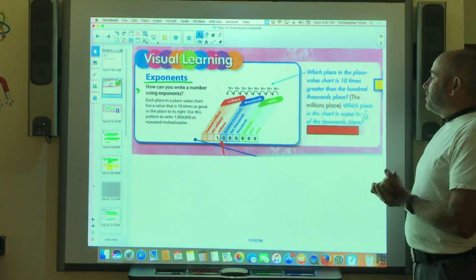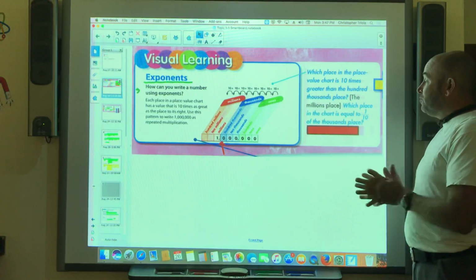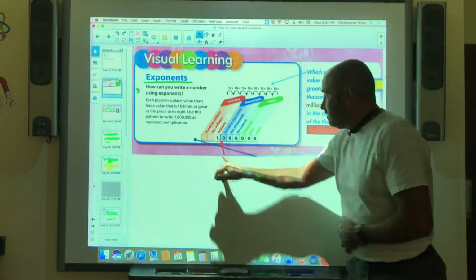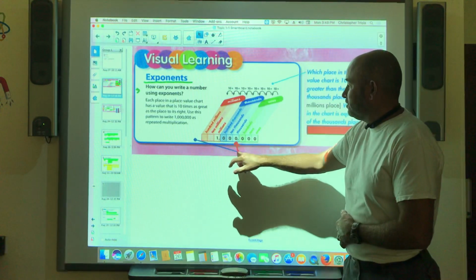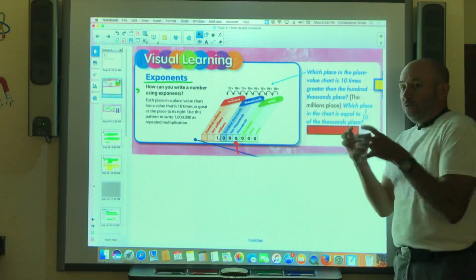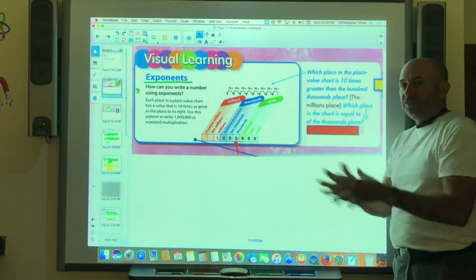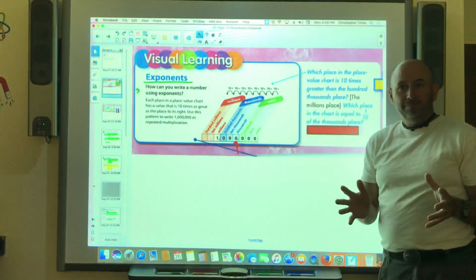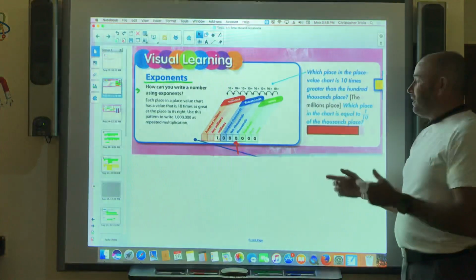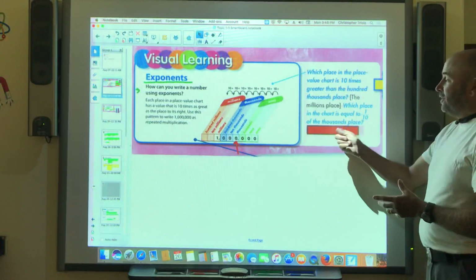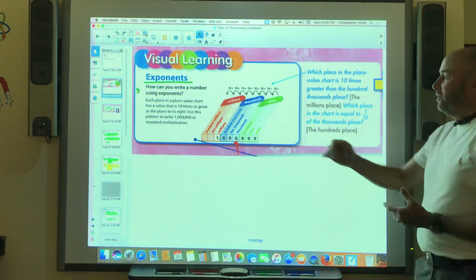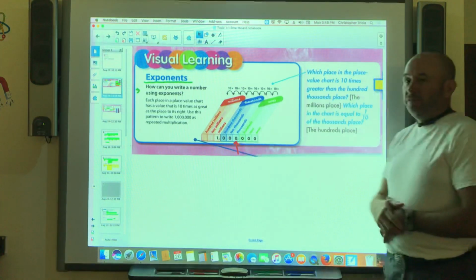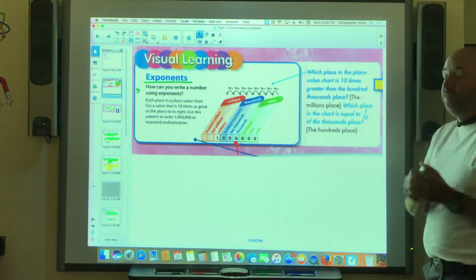Okay, how about this question? Which place in the chart is equal to 1/10 of the thousands place? 1/10 of the thousands place. Here's the thousands place. So what would you need 10 of to make 1,000? Anybody know? Any hands up? All right. Okay, here we go. The hundreds place. So 100 is a tenth of 1,000. 100 is a tenth of 1,000.